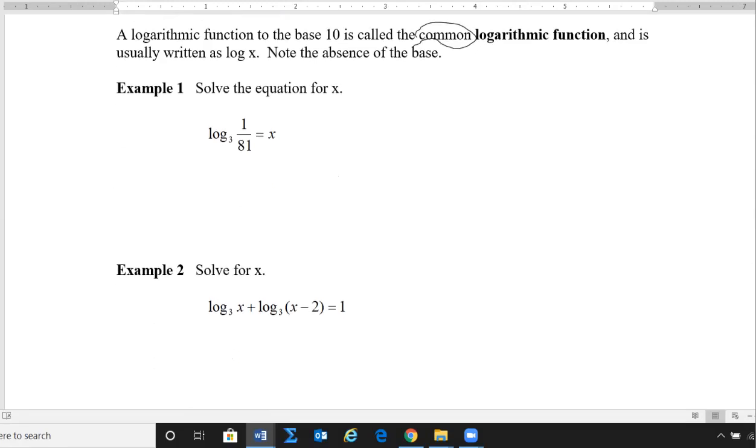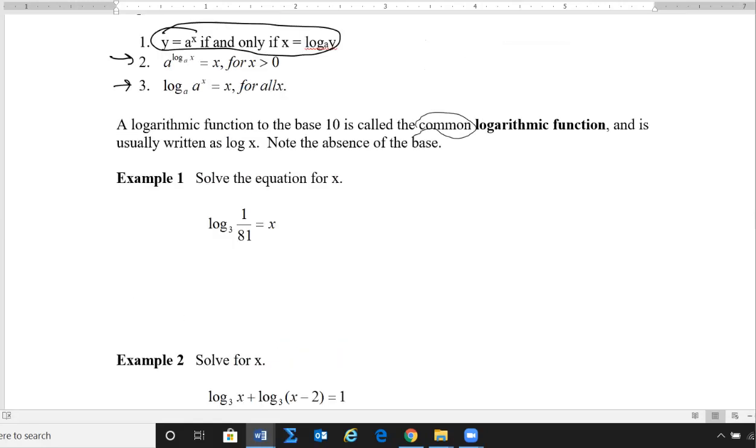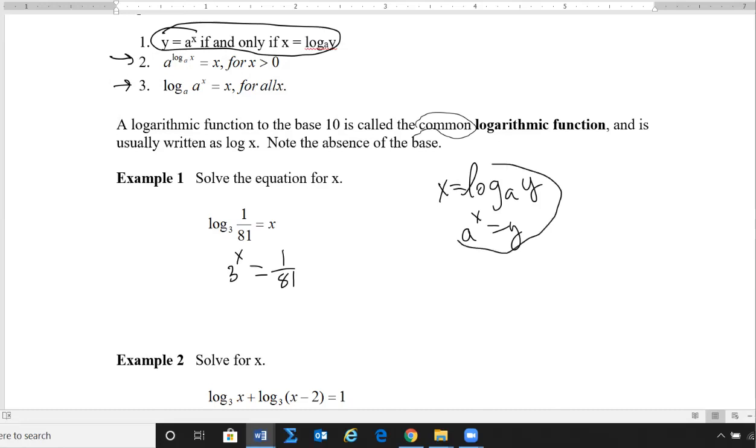And now let's solve a couple equations. This one here literally transforms itself using this form, the one that we have right here. I've circled number 1. If you have x equals log a y, then this becomes a to the x equals y. So what I have here becomes 3 to the x equals 1 over 81, using that logic, because of this property here.